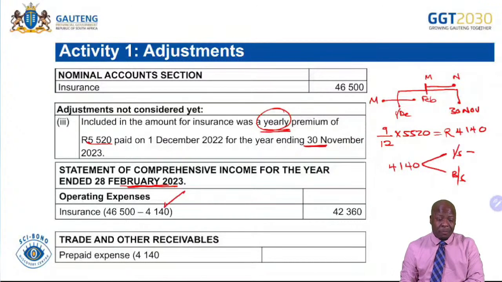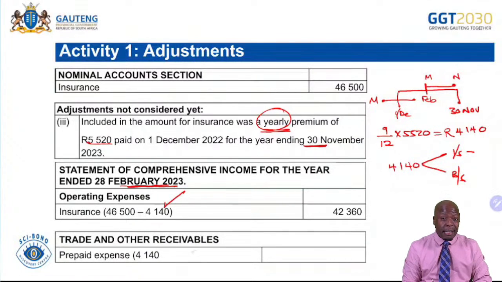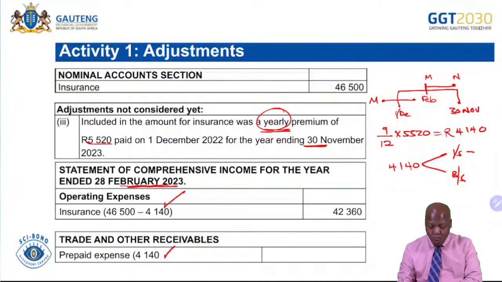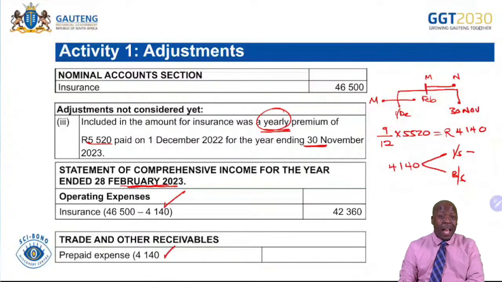In the balance sheet, I have paid an expense in advance. So it comes to my trade and other receivables. We're talking note number 5. So I'll come in and say prepaid expense 4,140. That is how I do it. You have to be able to do the adjustments that affect both the income statement and the balance sheet. This is what we have just done now.